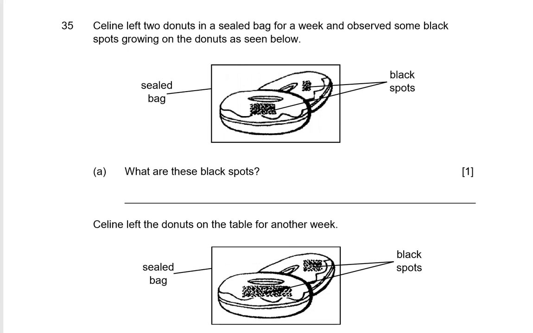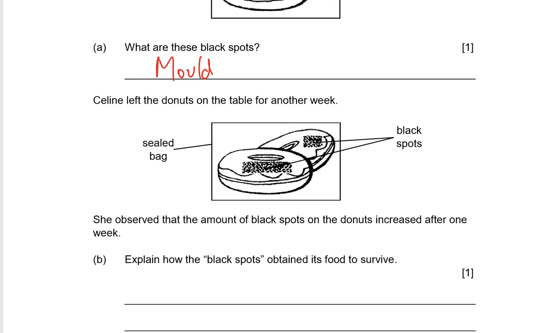Okay, now 35 is about a primary 3 topic that you have learned before as well. It is on these little black spots on a bread, but now we're talking about some donuts. So all these black dots are none other than your mould. So these are primary 3 stuff. I'm not going to go through them in details. And why does it get its black dots or black spots? How does it get its food to survive?